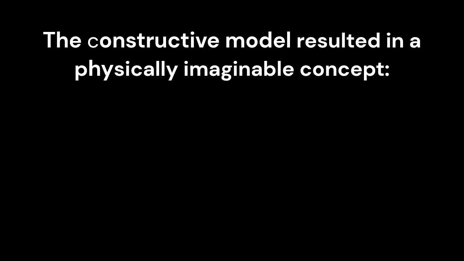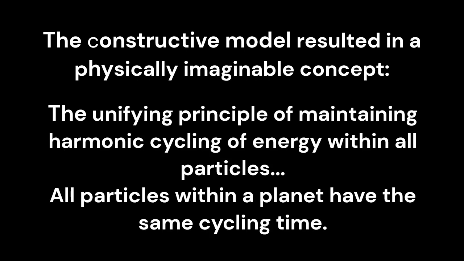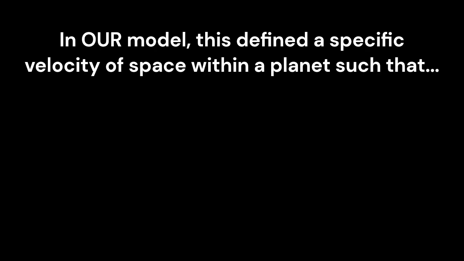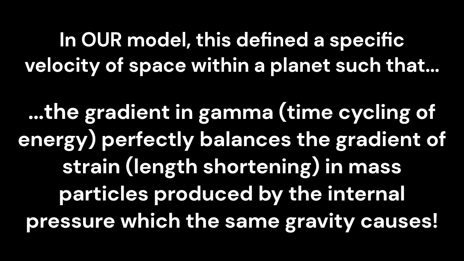One thing we do get from our constructive model is a physically imaginable concept, the unifying principle of maintaining harmonic cycling of energy within all particles, that all particles within a planet have the same cycling time. In our model, this defined a specific velocity profile of space within a planet such that the gradient gamma, which affects the cycling time of energy, perfectly balances the gradient strain, which represents gradient length shortening in mass particles. Such strain is produced by the internal pressure, which the same gravity causes.